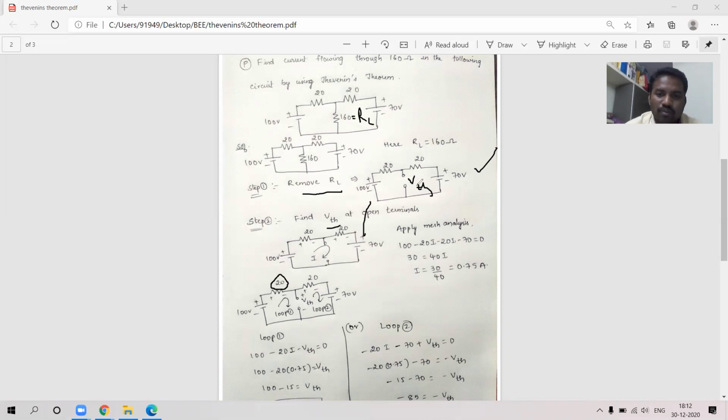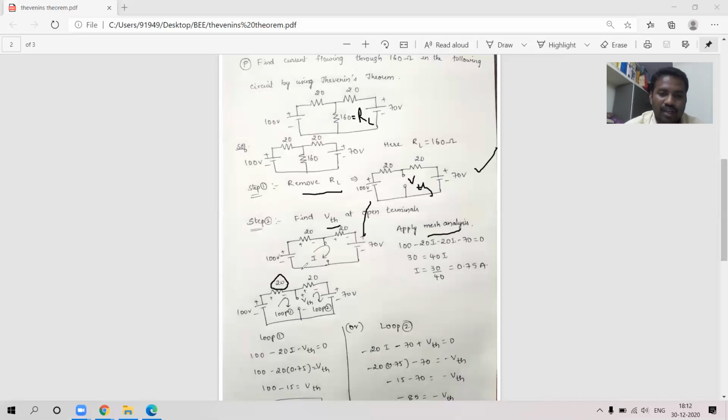When I open these terminals, because of this 100 volts, current will be flowing. We know that current flows from higher potential to lower potential, that means plus to minus. So because of these sources, current will be flowing in this direction. Let us consider that current as I. To find it, I am applying mesh analysis or loop analysis.